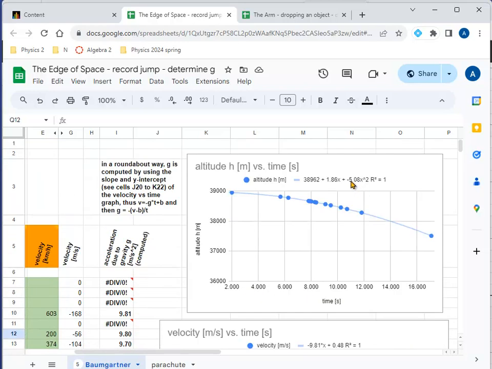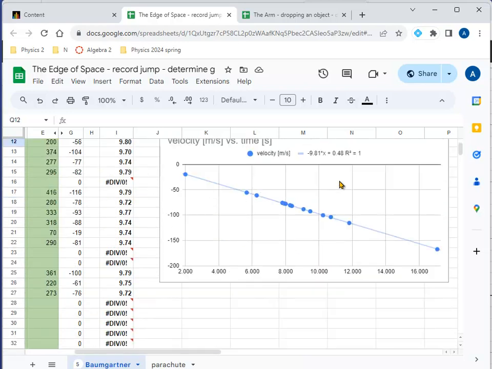By the way, I should point this out. The 5.08 here is actually half of gravity, and notice it doesn't quite match the 9.82. So since this is half, when I multiply that by 2, I come up with 10.16, which is a little bit larger than 9.82. And this one here is actually his velocity data, also virtually perfect.